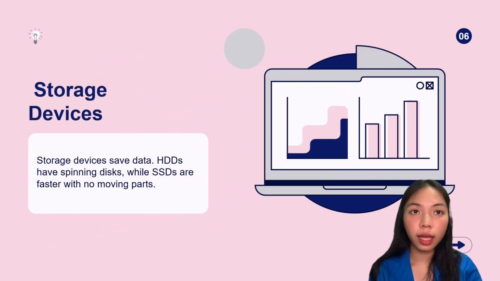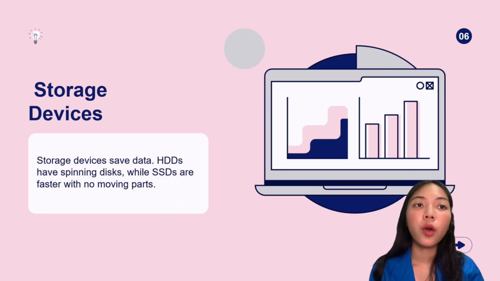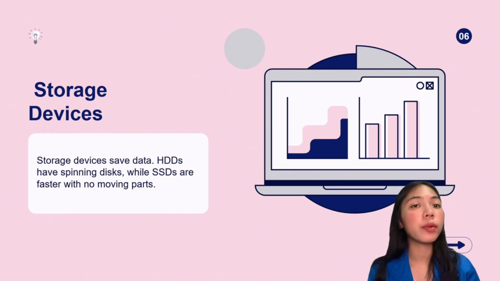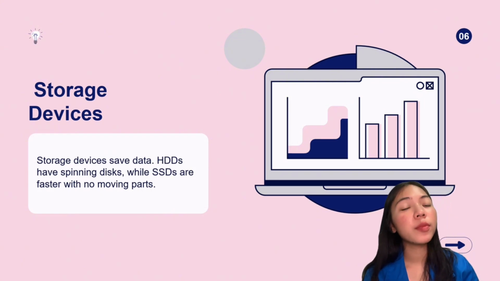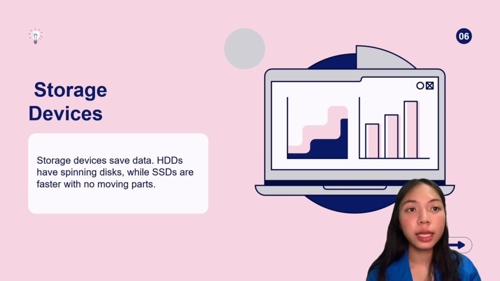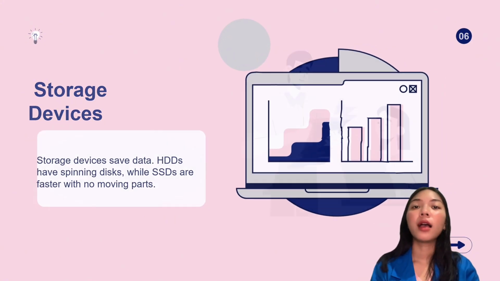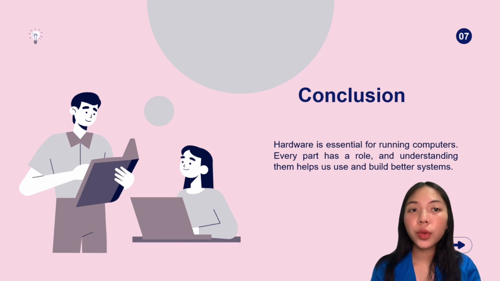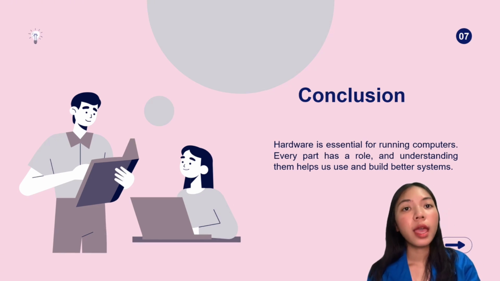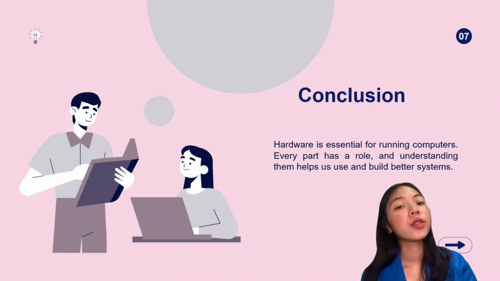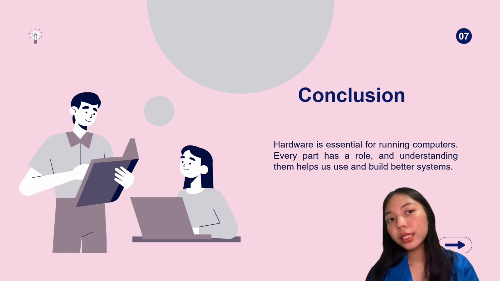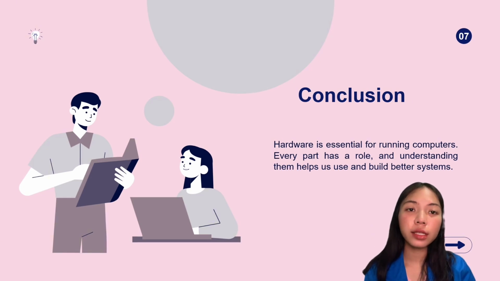Storage devices save data. HDDs have spinning disks, while SSDs are faster with no moving parts. Storage devices keep data for future use. HDDs use spinning disks, while SSDs are faster and quieter. Storage is where your files live. Hardware is essential for running computers. Every part has a role, and understanding them helps us use and build better systems. To sum up, hardware includes every physical part of a computer. Knowing each component helps us use and fix computers better.